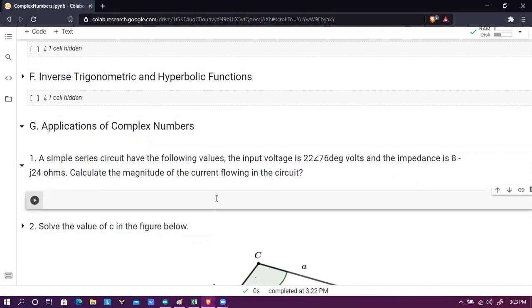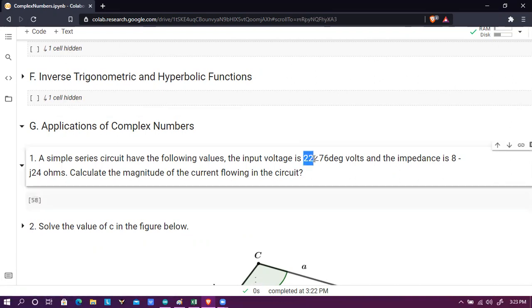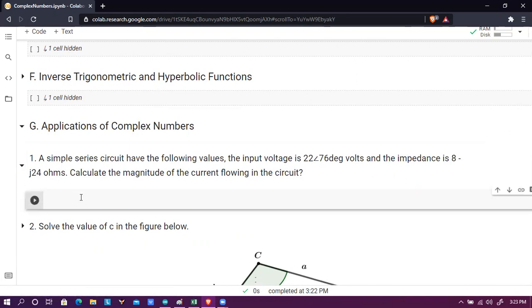So take note, using Ohm's law. Now this is very simple using Ohm's law, but we need to calculate the magnitude of the current flowing in the circuit. So take note, we have here the magnitude of the input voltage, and we have here the impedance in complex number form. So let's start the problem by importing.